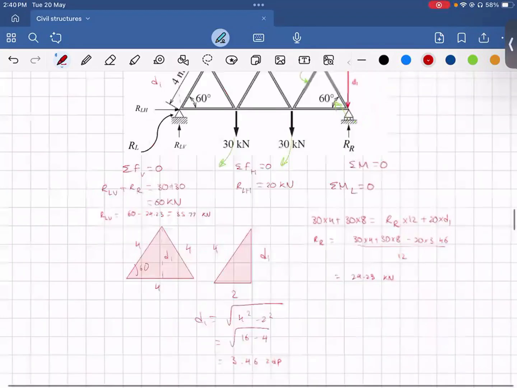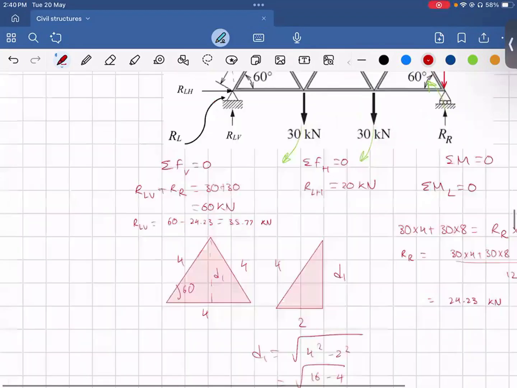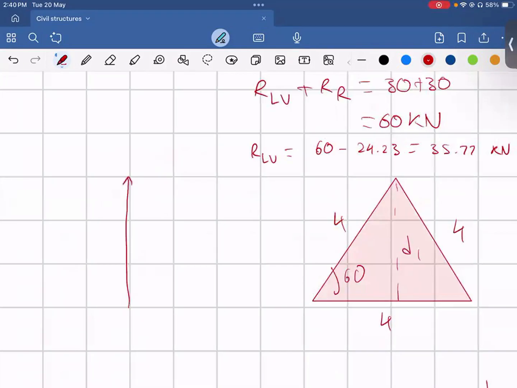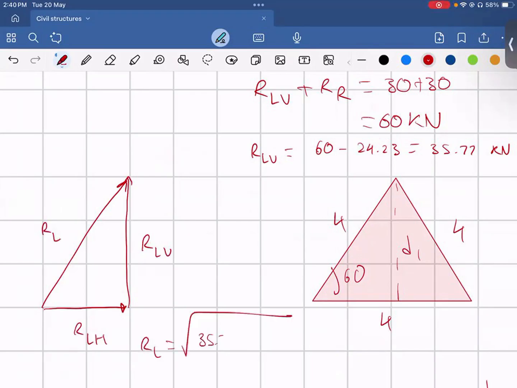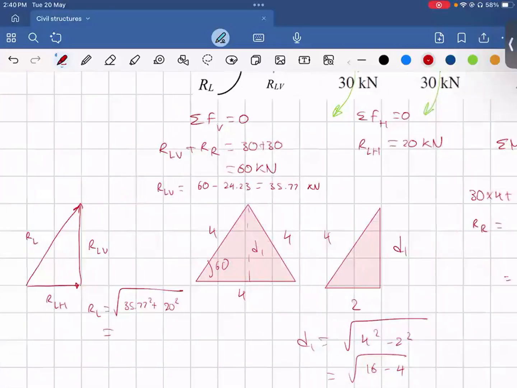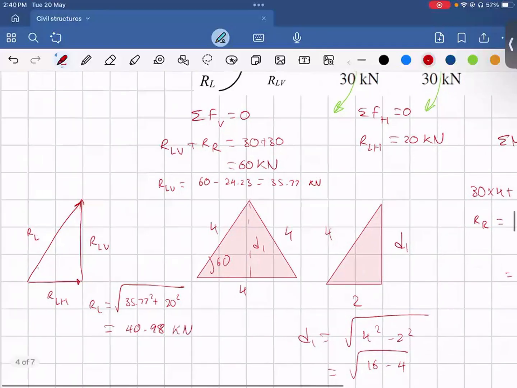Now that we have RLV and RLH, you can determine what the overall resultant force will be. So our RLV is acting upwards, our RLH is acting to the right, so our resultant will be like so. And RL is just going to be equal to the square root of 35.77 squared plus 20 squared, and that gives us 40.98 kilonewtons.